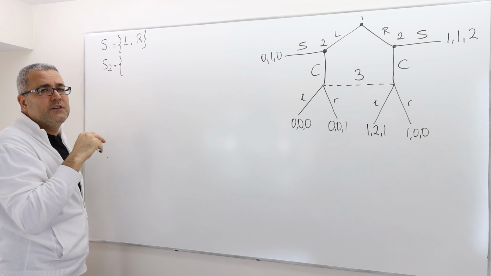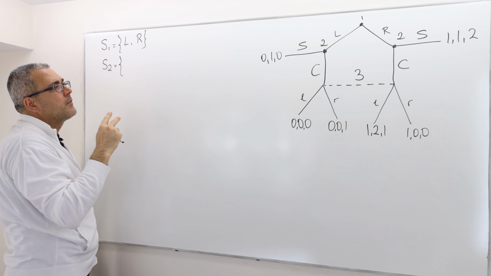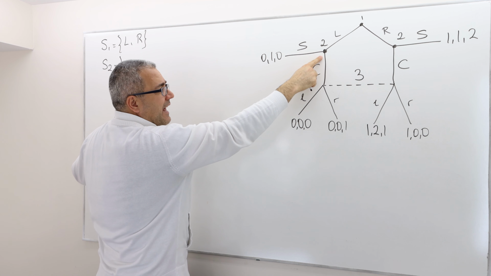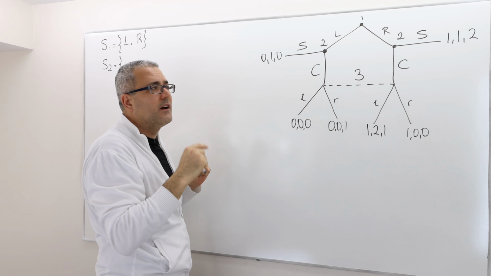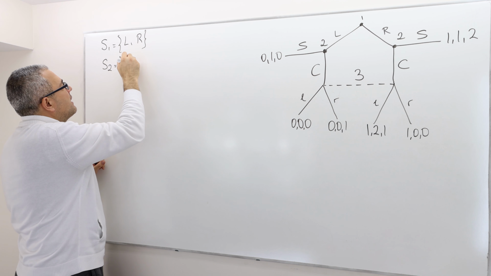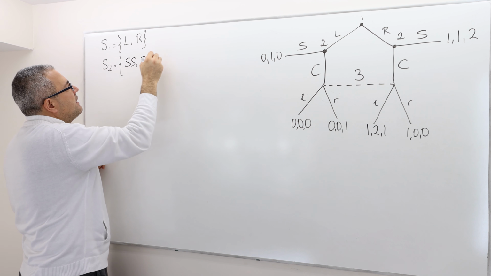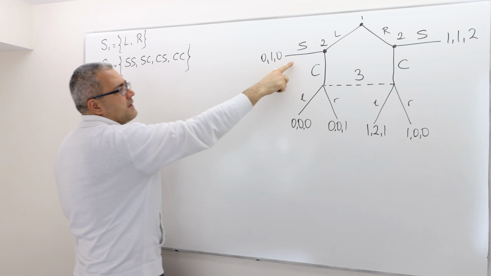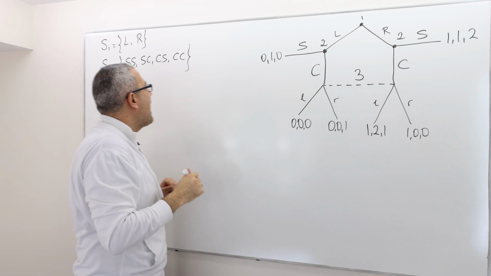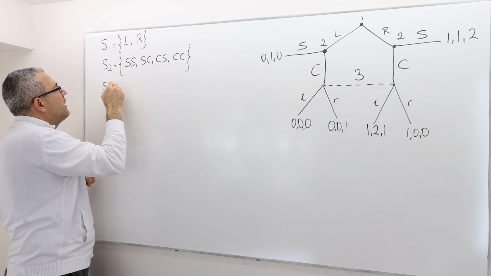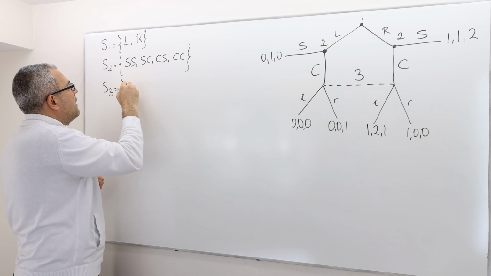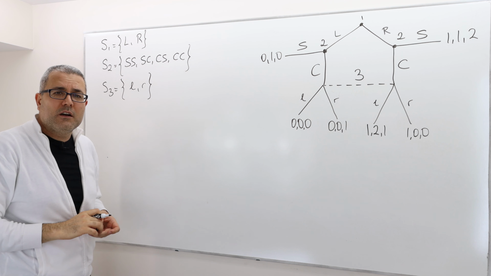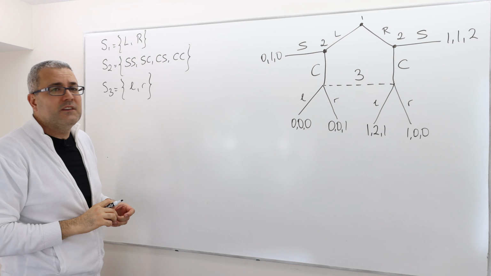For that reason, player 2's strategies must be tuples. The first action will refer to what he plays on the left, and then the second refers to what he does on the right. So he has SS, SC, CS, and CC. For example, SC means play S here and play C here. And then the third player has only one info set and 2 available actions, so therefore his strategies are small l, small r. That's it.